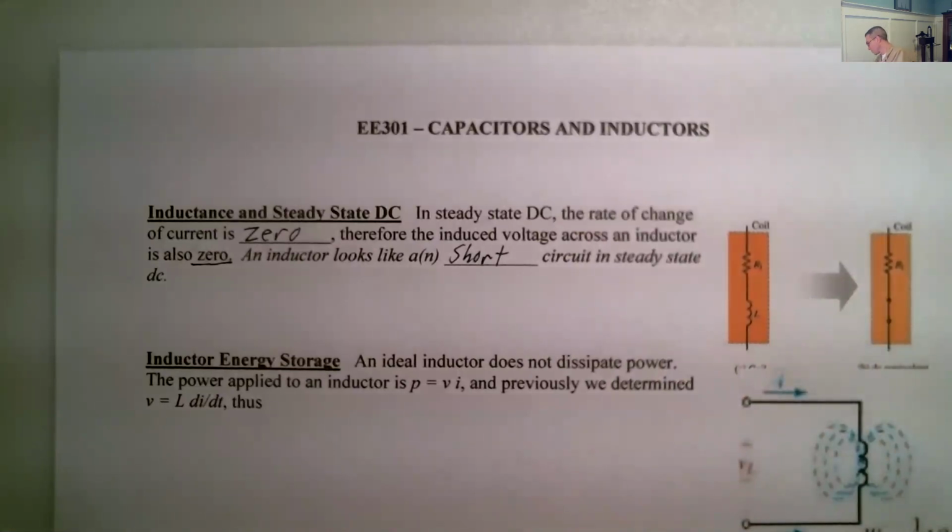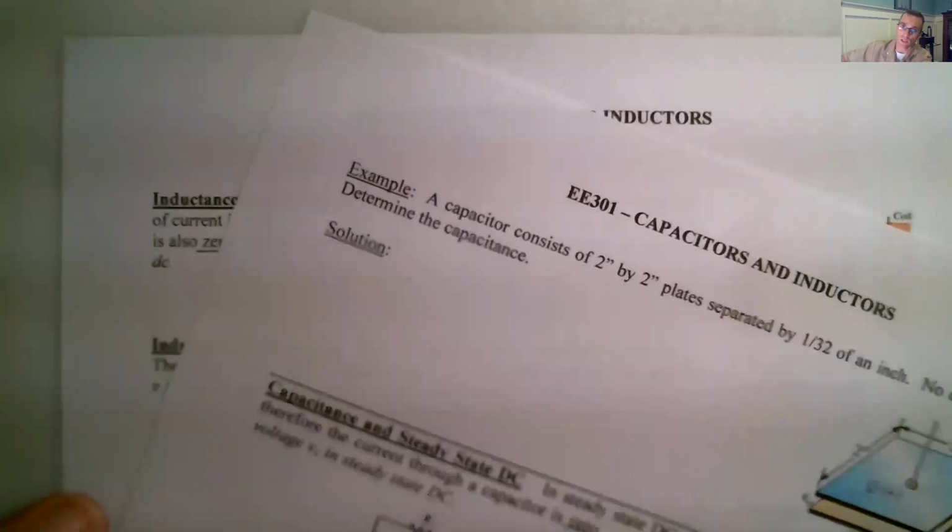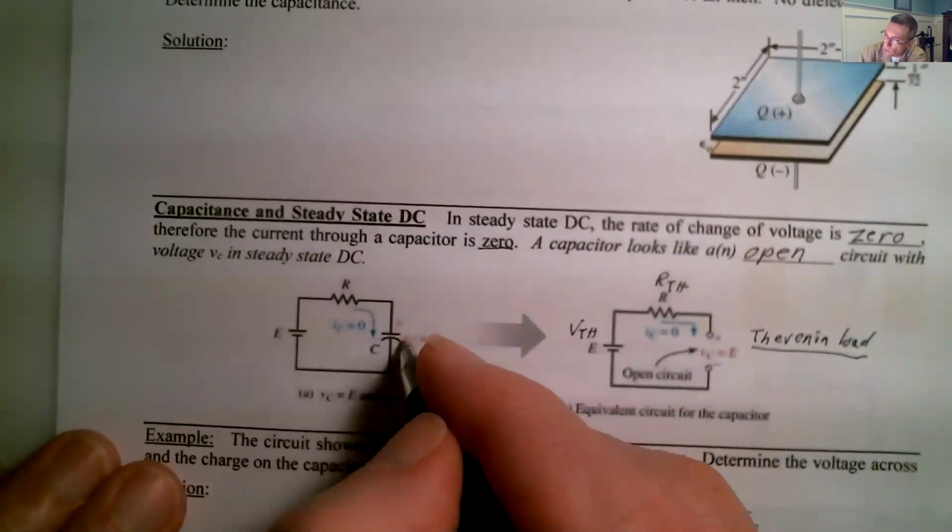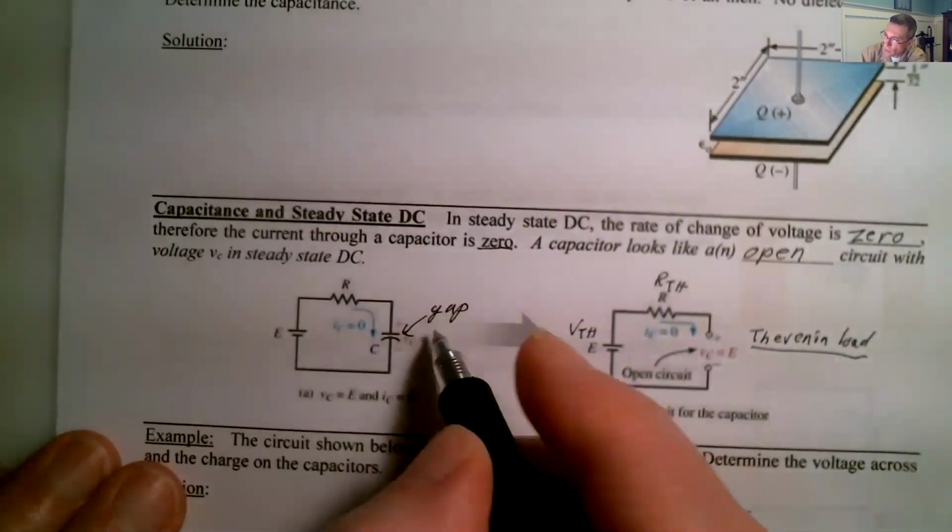Now, an easy way to kind of picture that is if you look at the symbol that we use for a capacitor. So let's go back. The symbol that we use for a capacitor, there's a gap there, okay?